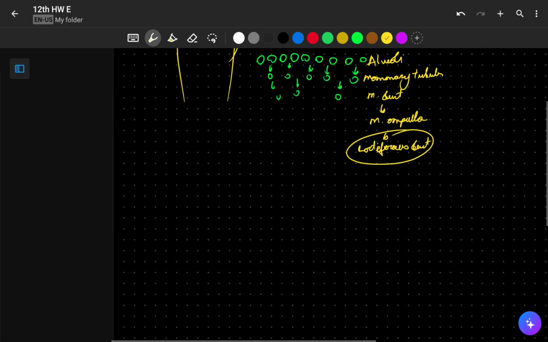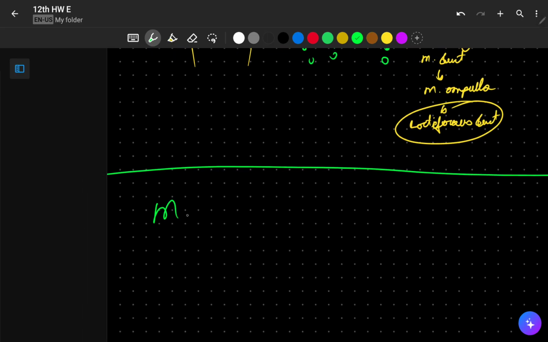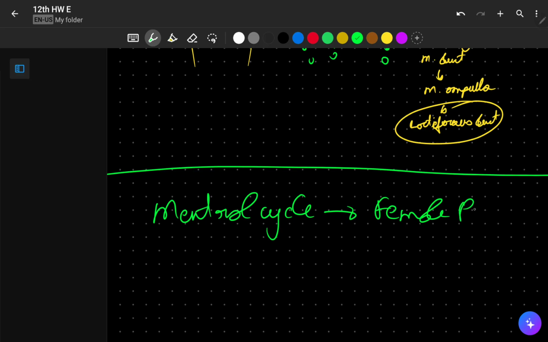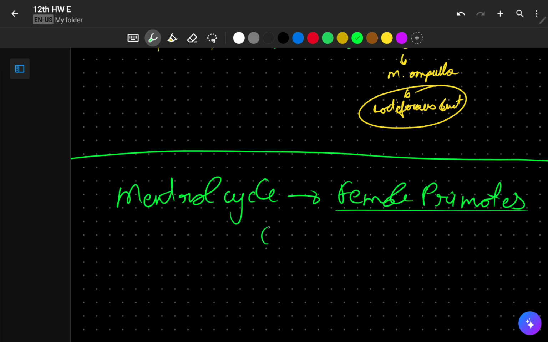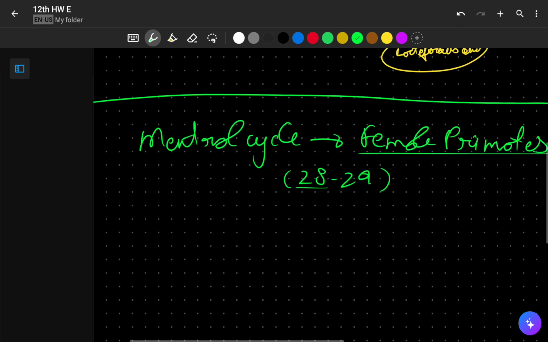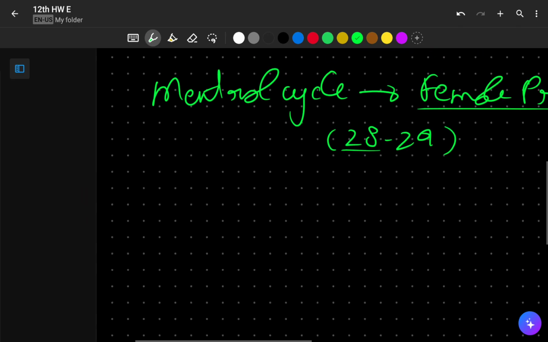Okay, so let's talk about the menstrual cycle. The menstrual cycle is a characteristic of female primates. Basically it's a period of 28 to 29 days. We shall take 28 days for consideration this time, and it is divided into 4 phases, to say the least. So let's just continue and write everything for all of them.